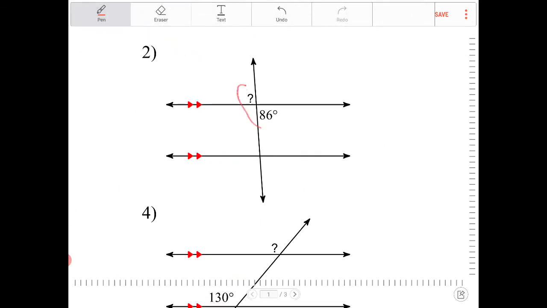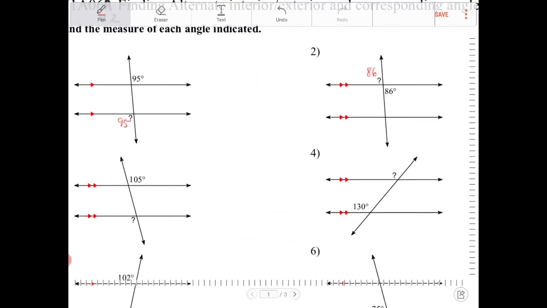Next, we have this pair of angles over here, and although they are not part of the types of angles that we've gone over in the lesson, they are an angle type that we've covered in a previous lesson. These two angles happen to be vertical angles. And what do we know about vertical angles? They are the same. So this also has to be 86.